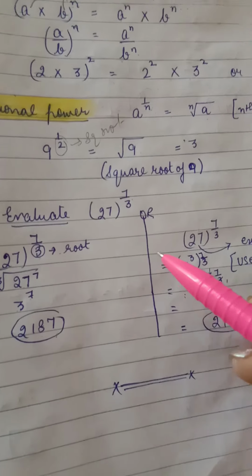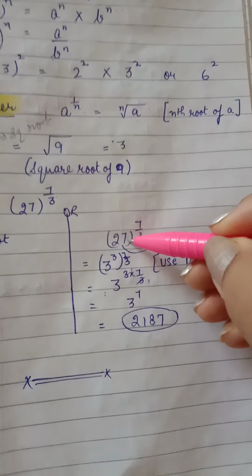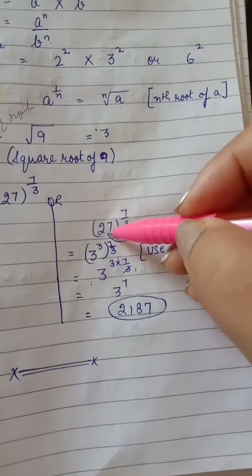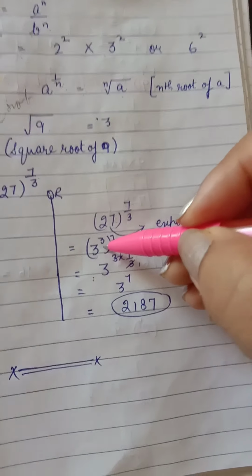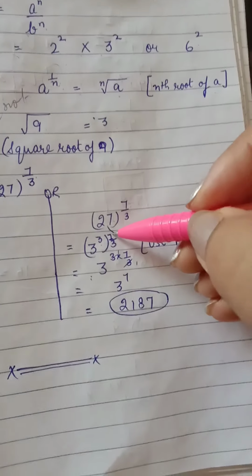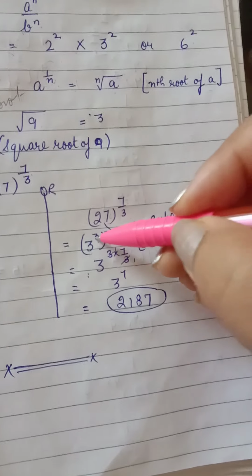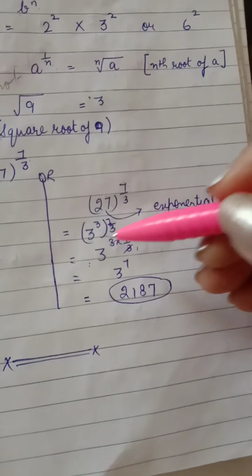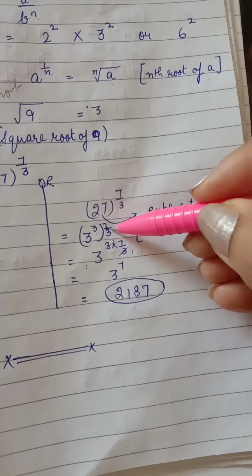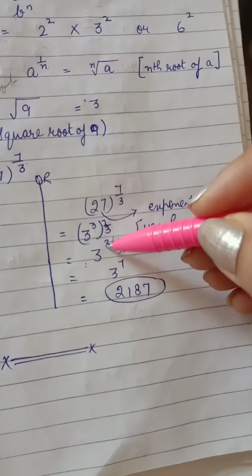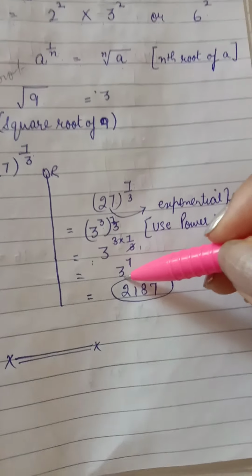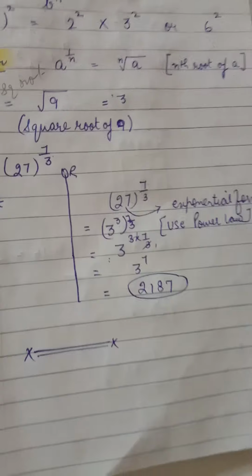The second method, or the method we should prefer using, is 27 to the power 7 by 3. Try changing your base into exponential form. 27 can be written as 3 to the power 3, and this power is the second power which is already given. One base, 2 powers. So here we can use the power law, which says that one base with more powers, the powers are multiplied. 3 multiplied by 7 by 3, 3 ones are 3, 3 ones are 3, and we are left with 3 to the power 7, which is equal to 2187.